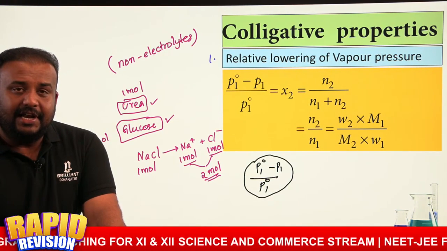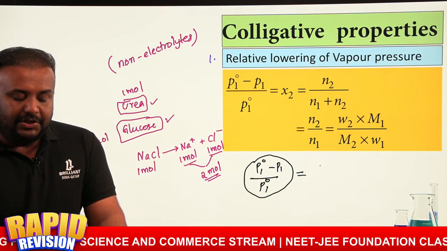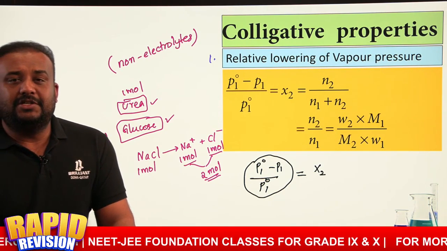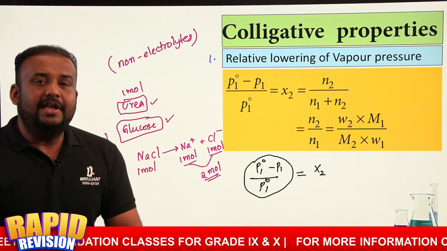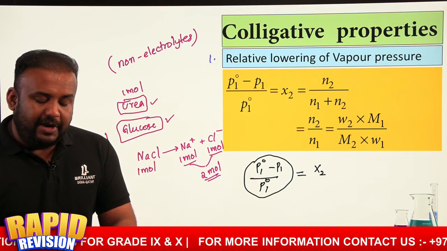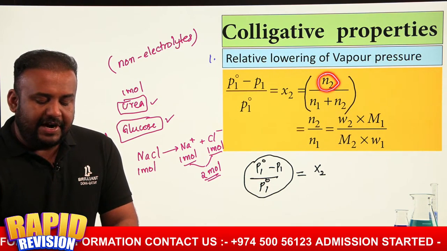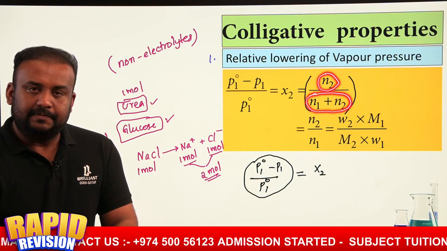It is found that this relative lowering of vapor pressure is equal to the mole fraction of the solute. And here we can derive a very important formula. What is the mole fraction of solute? Number of moles of the solute divided by total number of moles.